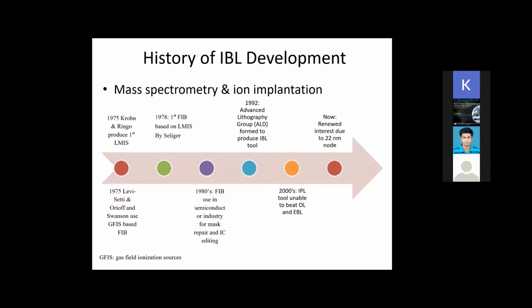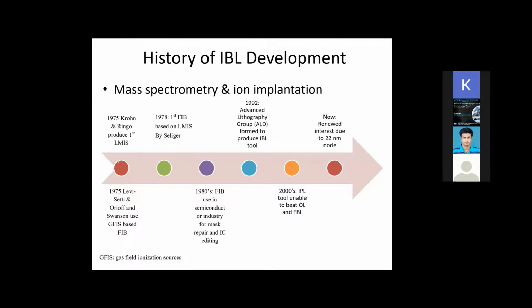Now, if you go to the history of the development, the first LMIS was produced in 1975 by Kron and Ringo. And in the same year, Levi-Setti and Orloff used a GFIS based FIB. Okay, so it is basically a gas field ionization source. So both LMIS and GFIS based FIBs were built in 1975.